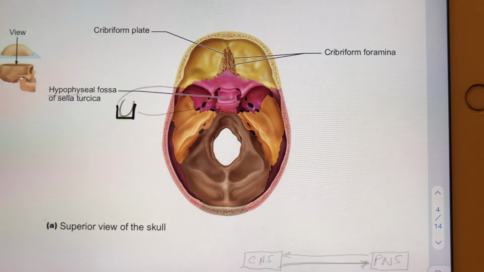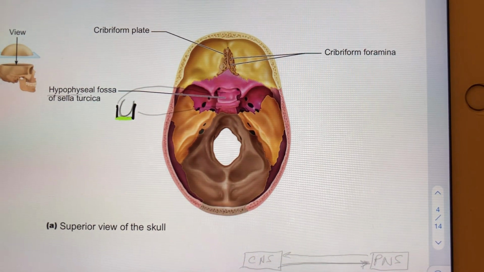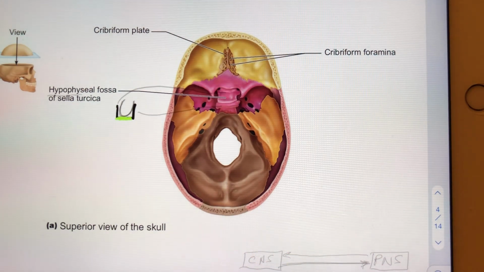Then just here is the hypophyseal fossa. Just the depression. Okay?